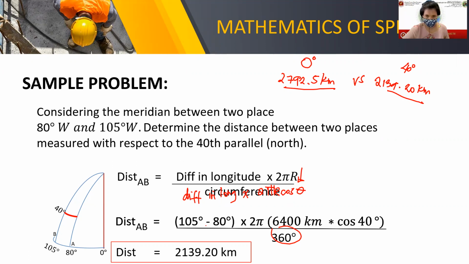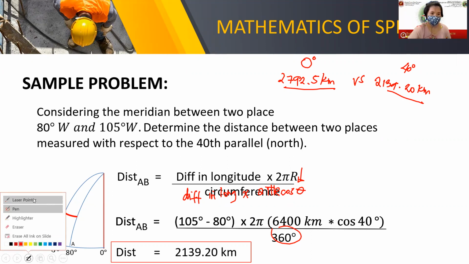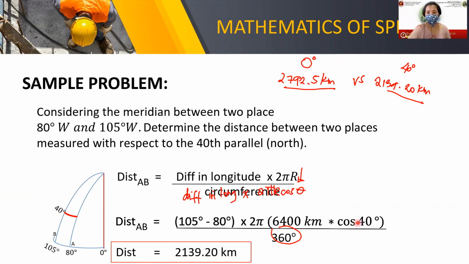So you try to check what happens at 80 degrees latitude. Does it increase? You substitute the values and see what happens to the distance between A and B as they get closer to the North Pole, or to 90 degrees latitude. Okay, so I hope that is clear.